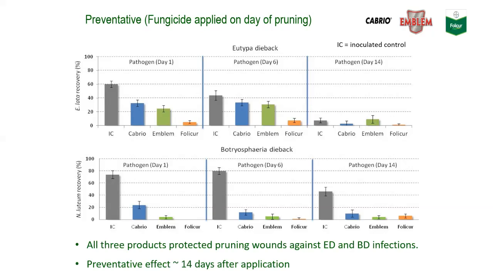So basically, based on this data, we've shown that there's a 6 days curative effect and 14 days preventative effect. So you have that sort of 3 weeks window where you can actually apply those fungicides. You don't need to rush when you're busy during the pruning season, because you have that 3 weeks to apply those fungicides. And as we've shown, those pruning wounds are only susceptible to these spores in the first 2 weeks after pruning.